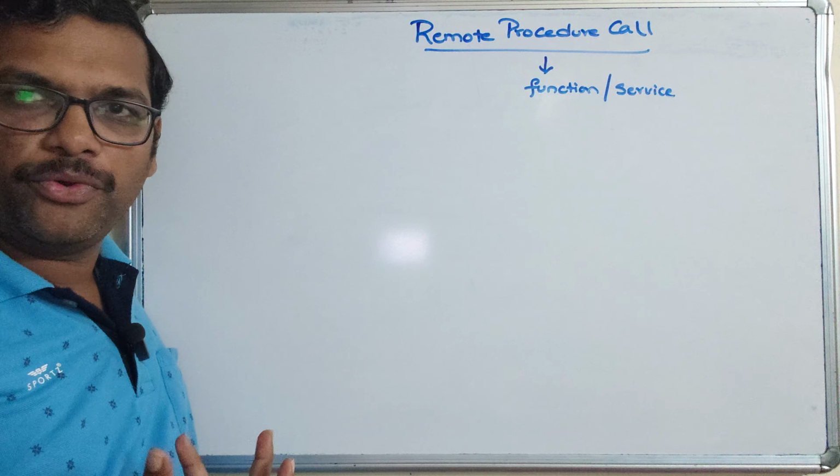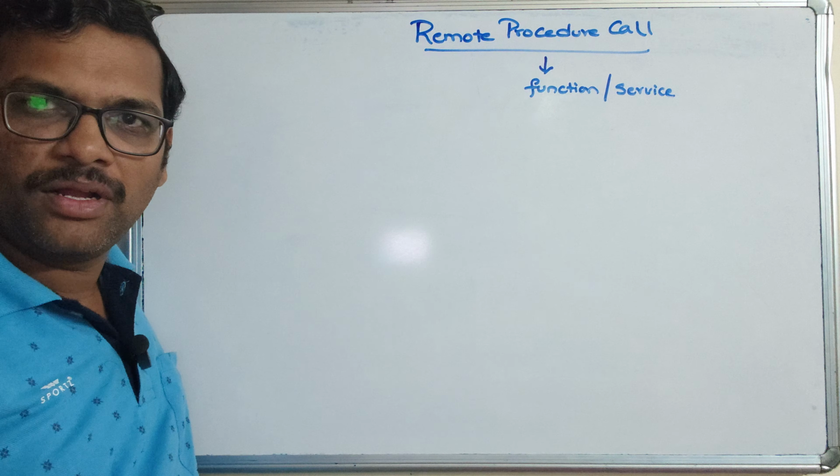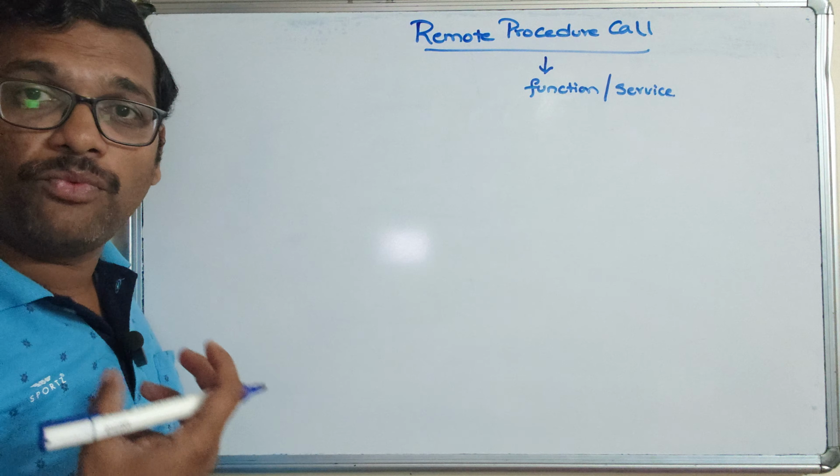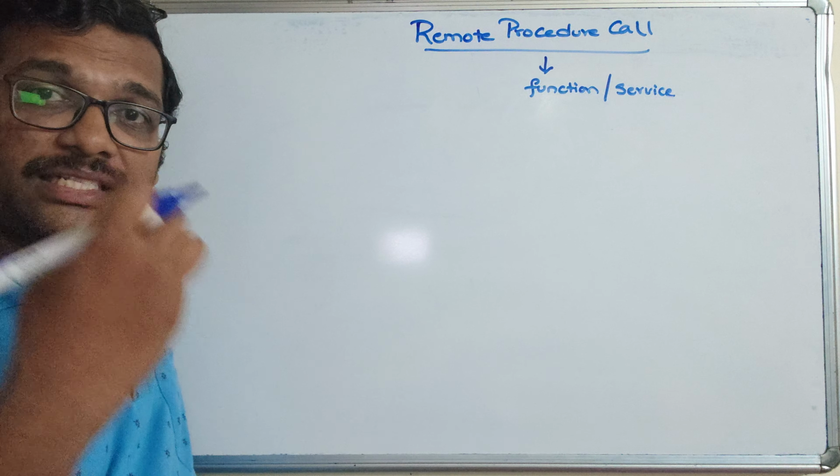So we are having two computers connected over a network. So if one computer wants to access the service provided by the another computer, so we are giving some work and that work will be executed by another computer and we are getting the result. So that is called a remote procedure call.